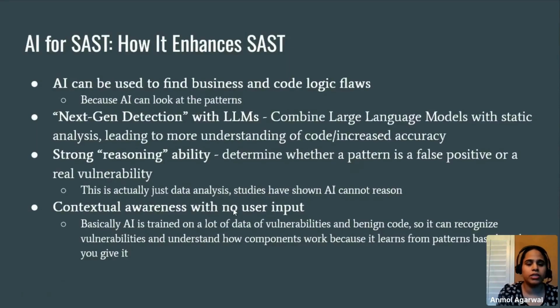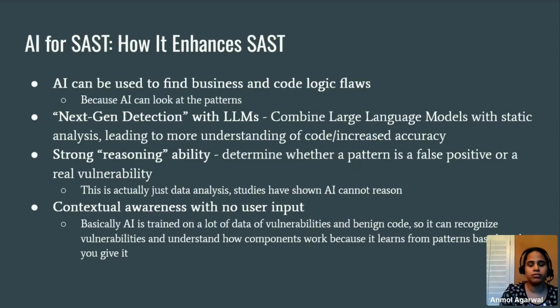And then the final statement is that they said AI has provided you contextual awareness with no user input. So again, this I think is a lot of marketing that they're trying to do here. But basically what this statement means is that AI is trained on a lot of data. So to actually get AI to work, you need to train it on lots and lots of data. So in order to see these might be vulnerabilities or this might be benign, it needs to be trained on lots and lots of code examples.